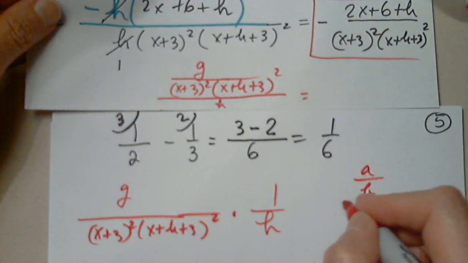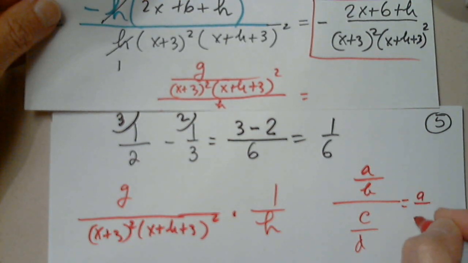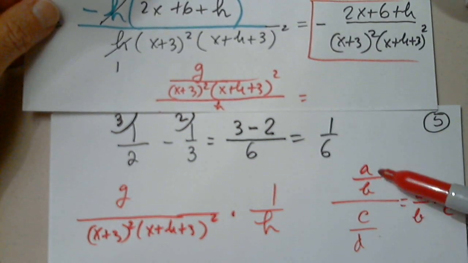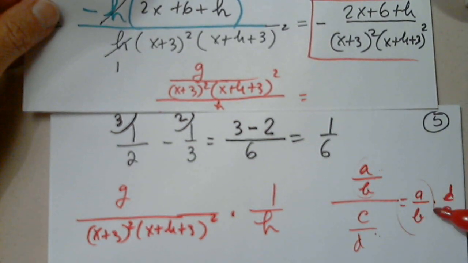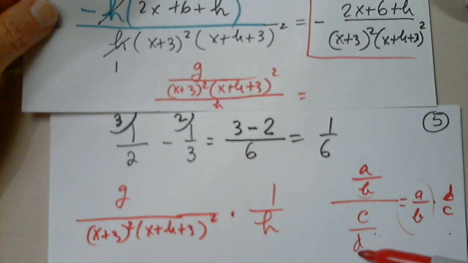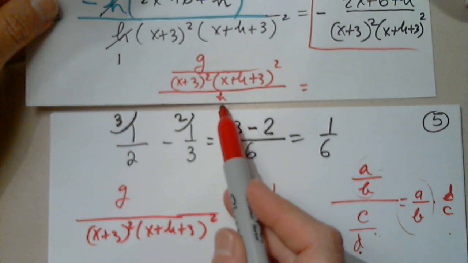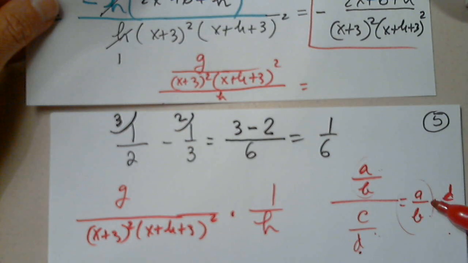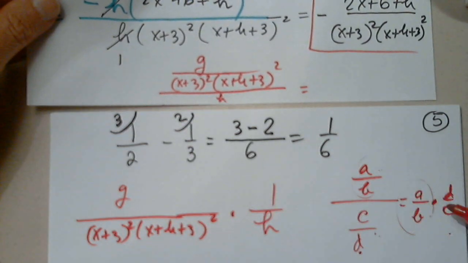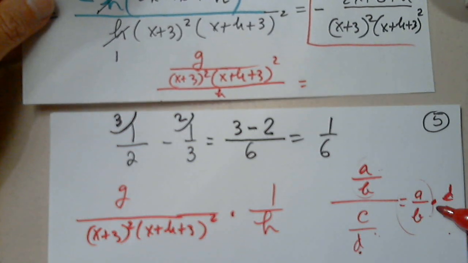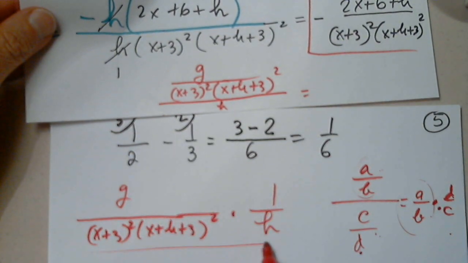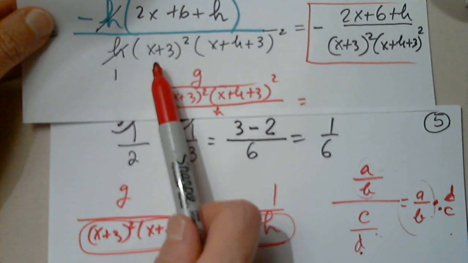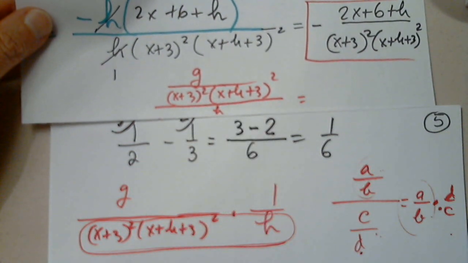Because when we divide a over b divided by c over d, this is a over b times d over c. So when we divide two fractions, we copy the fraction from the top and we multiply by the multiplicative inverse of the denominator. So the denominator is h over 1. Everything is over 1, but I have to flip it because I have to divide them and it changes into a multiplication. So that's how the denominator became this: h, x plus 3 squared, x plus h plus 3 squared.